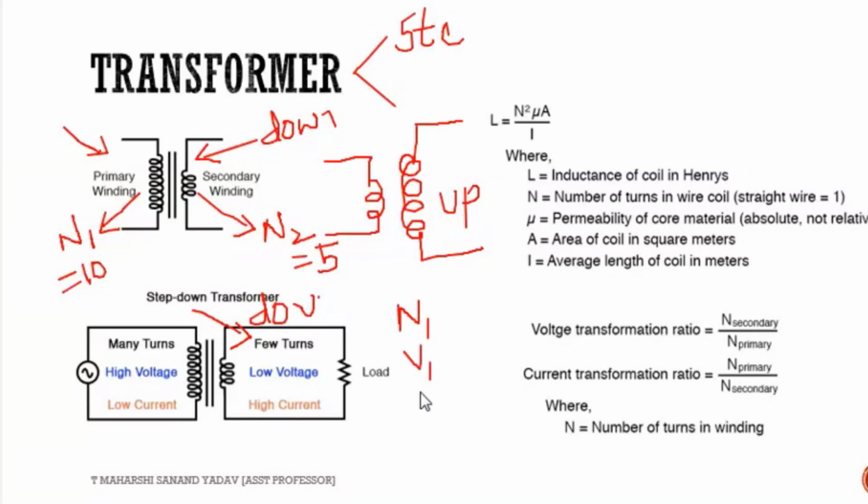V1 is high voltage. Current is represented with I. So 1 indicates the primary winding, and 2 indicates the secondary winding. That's it. So this is a notation which you need to remember at least.